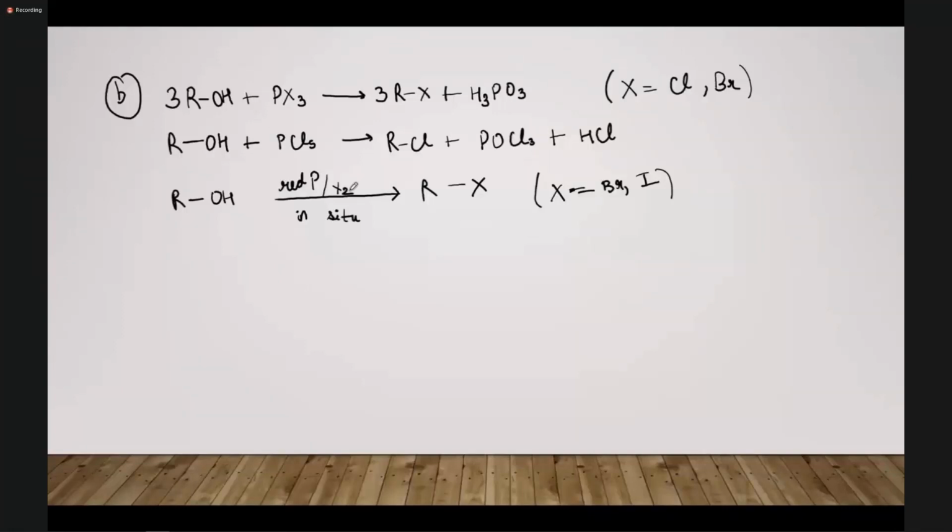So this in situ preparation is applicable only for bromine and iodine. Okay, not for the other two. So this was about the second category, that is the phosphorus halide.